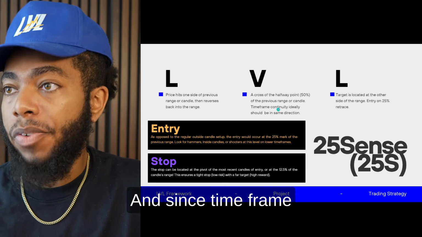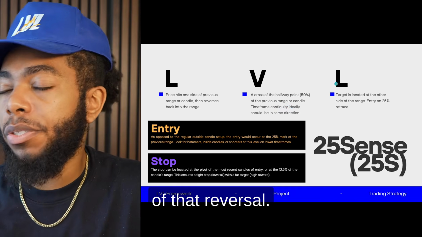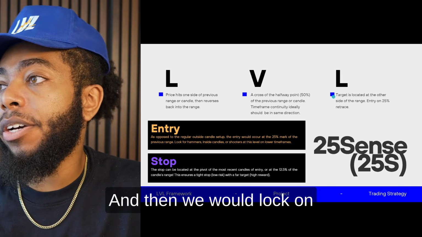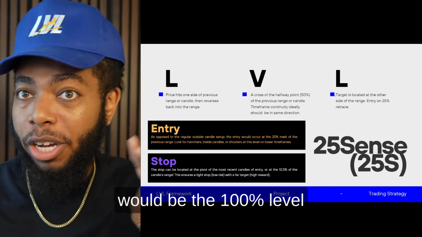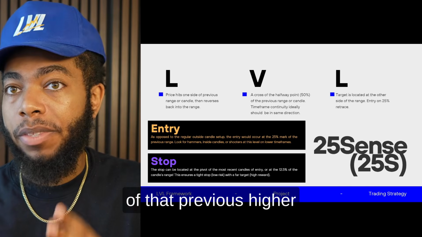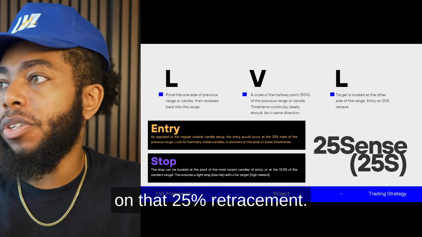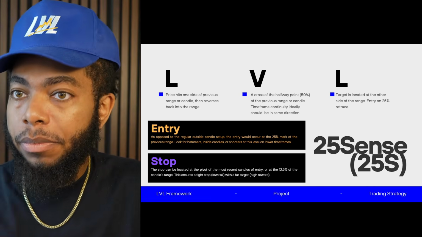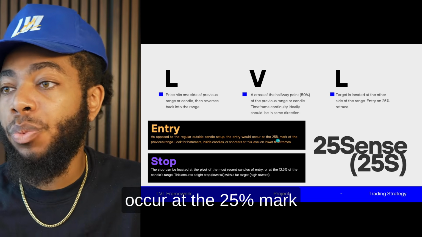And since time frame continuity is what would be ideal, we go in the direction of that reversal. And then we would lock on to the other side. The target would be the 100% level of that previous higher time frame candle, okay? But our entry, as we know, is on that 25% retracement. And so as opposed to the regular outside candle setup, the entry would occur at the 25% mark of the previous range.